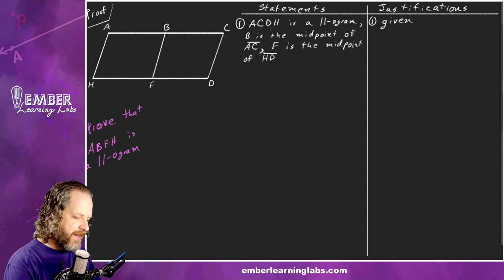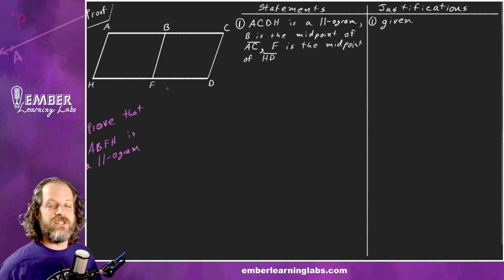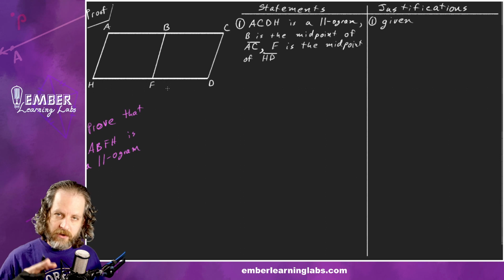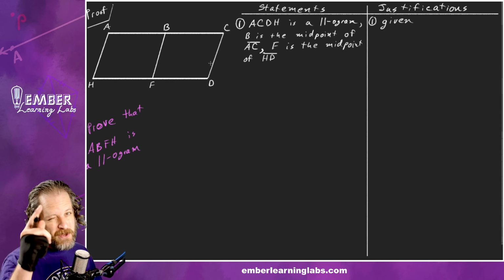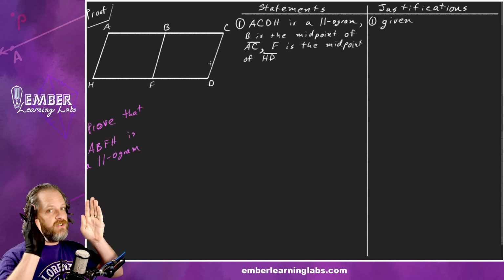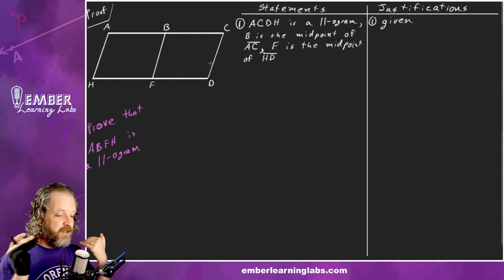So if ACDH is a parallelogram, so that's the big one, we know that this big shape is a parallelogram, which includes all of the things about parallelograms. We'll get into that in a second. We also know that B is the midpoint of AC. What does midpoint tell us? That tells us that one side is congruent to the other side. Their measures are equal. That is something we may be able to use, right?